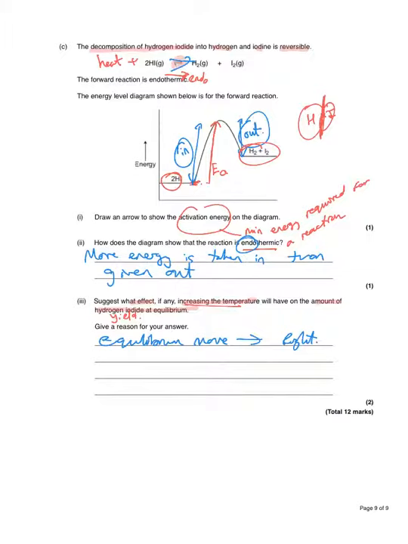So what effect will this have on the amount of hydrogen iodide? Well, if the equilibrium moves right, less hydrogen iodide will be produced.